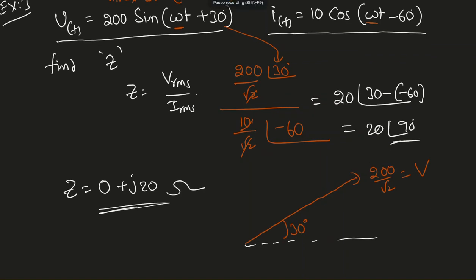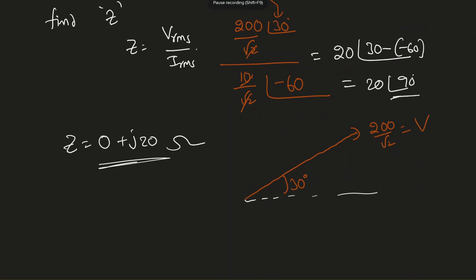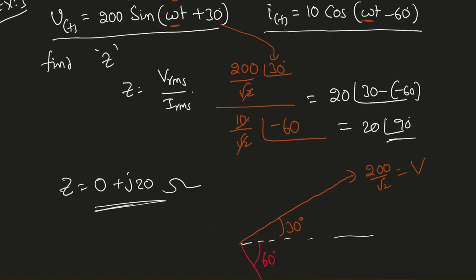And for I of t, you have negative 60. So your I of t is going to be somewhere here, or I equal to 10 over square root 2 at an angle of minus 60 degrees. So the angle between these two must be 90 degrees. So this is the vector diagram for the given voltage and current parameters.